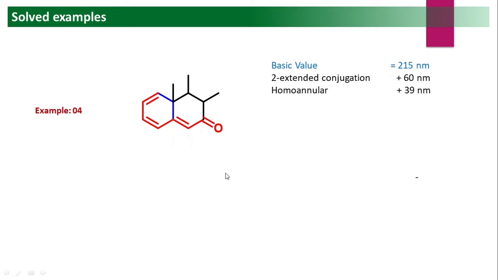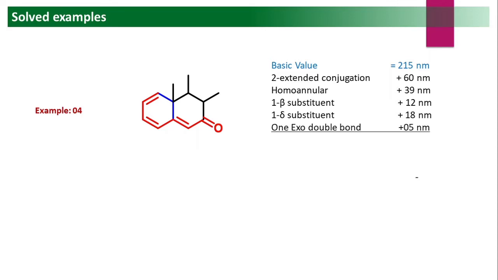So first we will add for the exocyclic. Suppose beta substituent, 12. We have to add 12. And this is the delta substituent, 18. And one exocyclic, 5. So these are the values. In this way we have to find out each system, and for each system we have to add a particular wavelength to the base value. Then add this, so lambda max will be 349 nanometer. The experimental value is 350 nanometer, which is close to our calculated value.